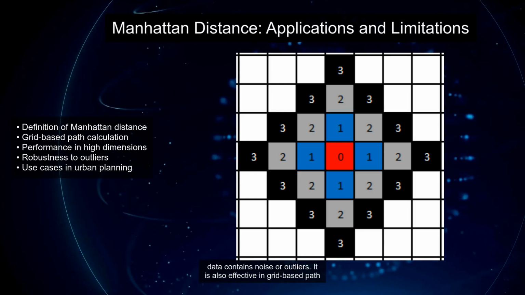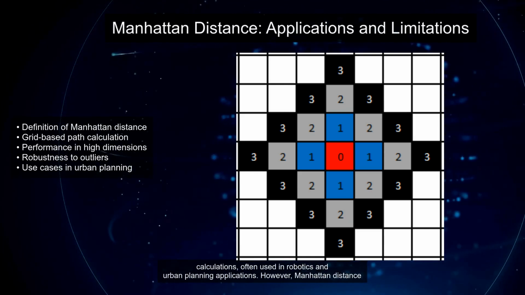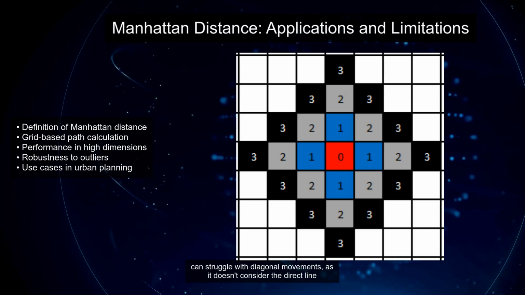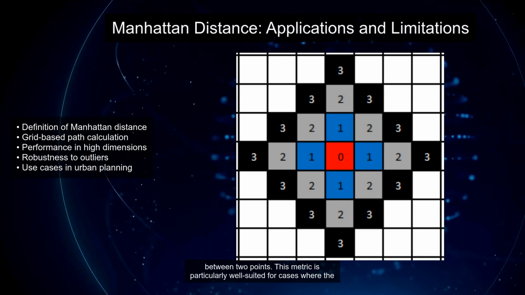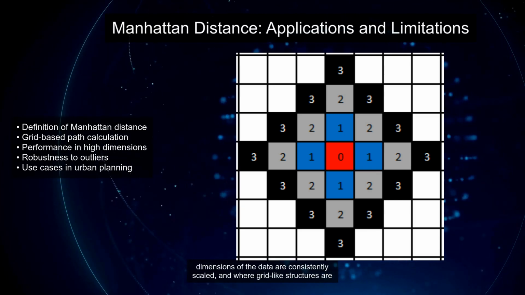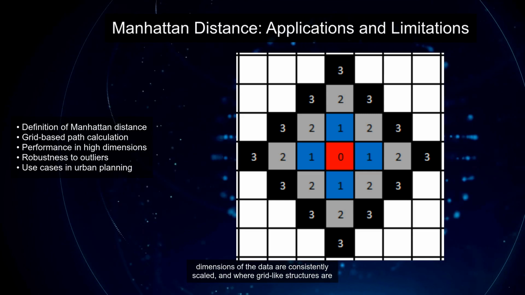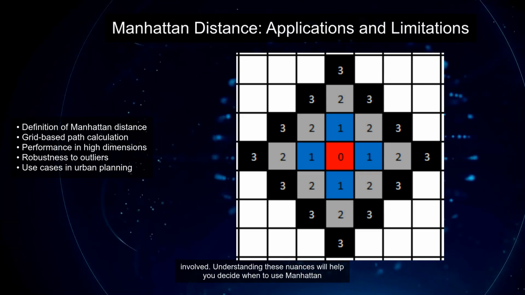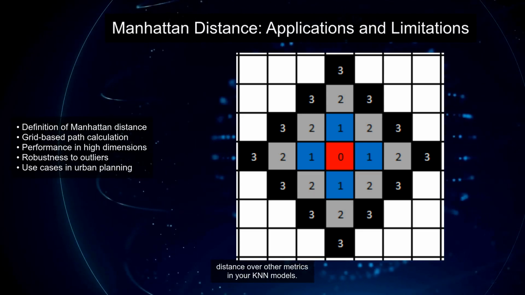It is also effective in grid-based path calculations, often used in robotics and urban planning applications. However, Manhattan distance can struggle with diagonal movements, as it doesn't consider the direct line between 2 points. This metric is particularly well suited for cases where the dimensions of the data are consistently scaled, and where grid-like structures are involved. Understanding these nuances will help you decide when to use Manhattan distance over other metrics in your KNN models.